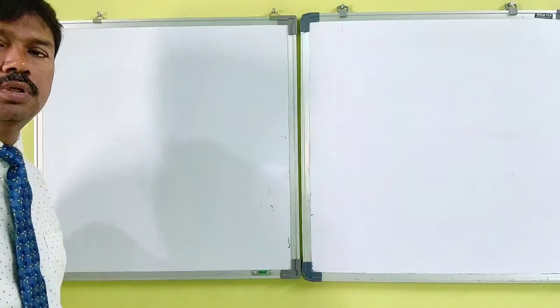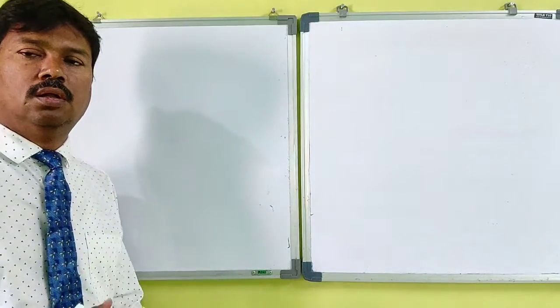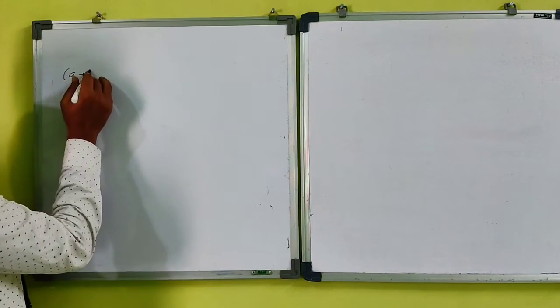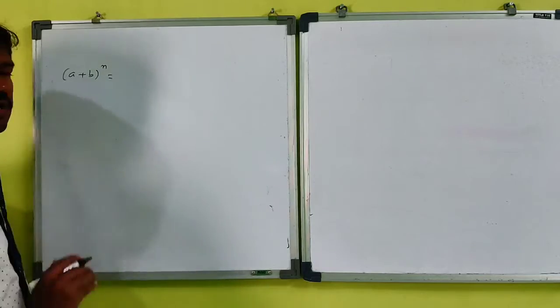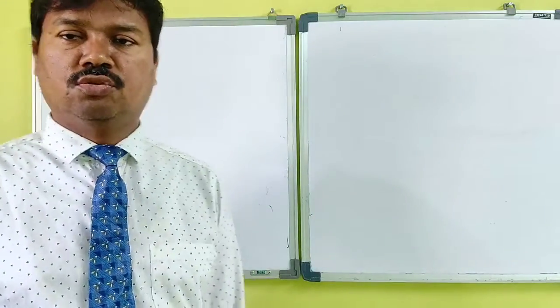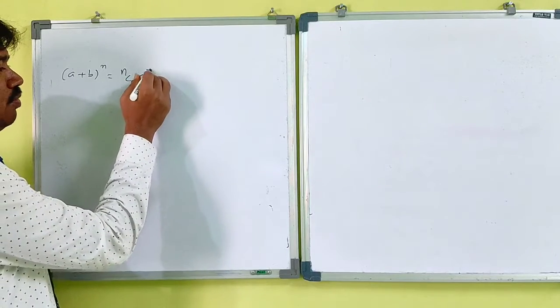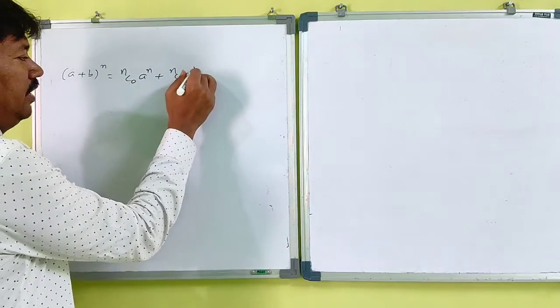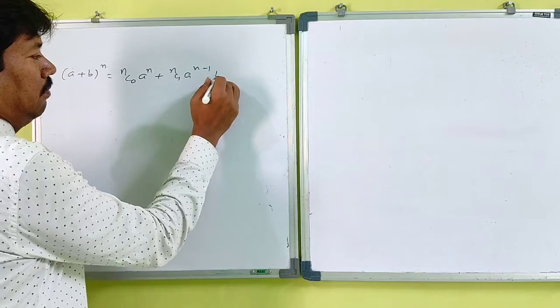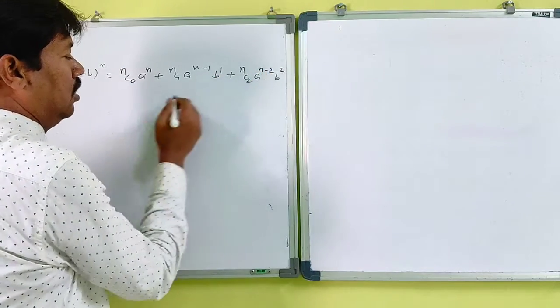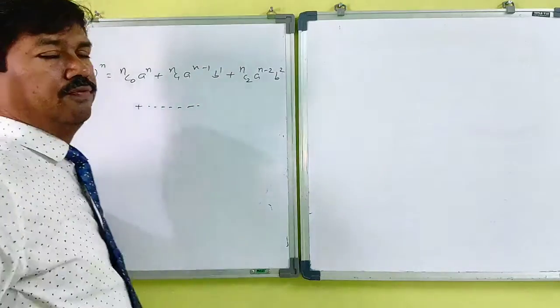Yes, so now we move again to the next concept. We'll start with our main binomial expression, that is (a plus b) raised to n. So what is (a plus b) raised to n? It is nC0 a raised to n plus nC1 a raised to n minus 1 b raised to 1 plus nC2 a raised to n minus 2 b raised to 2, like this.